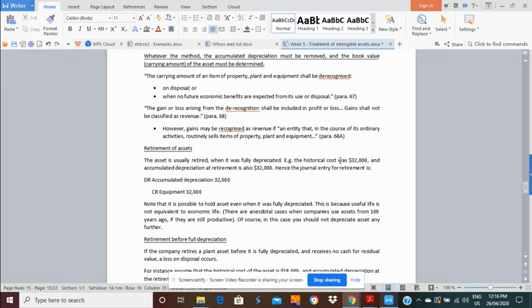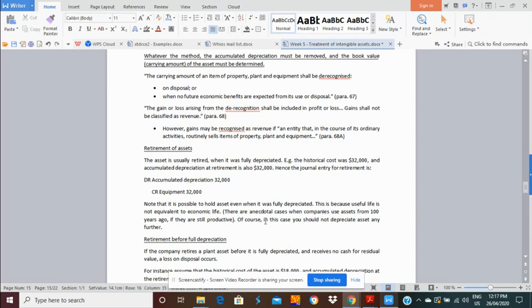So if the historical cost was 32,000 and the asset was fully depreciated, then the book value is zero and accumulated depreciation is 32,000 as well. And you retire the asset, so it would be debit accumulated depreciation 32,000 and credit equipment 32,000. But once you've done it, you can continue using this asset as long as it is functional and you can operate it. And there are many cases when the economic life of the asset exceeds the accounting life, the useful life of the asset by a large magnitude, like equipment from 100 years ago.